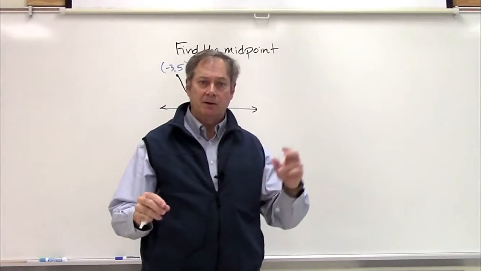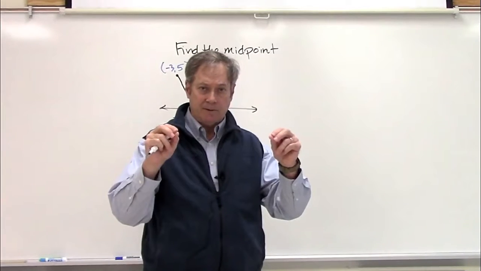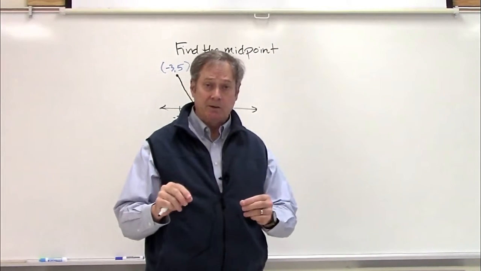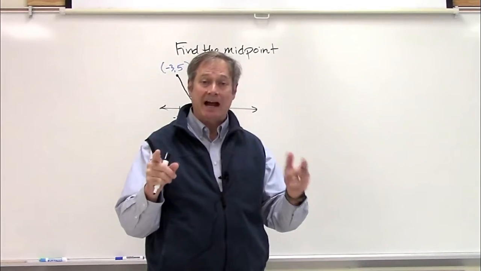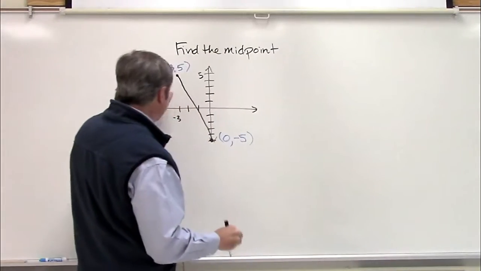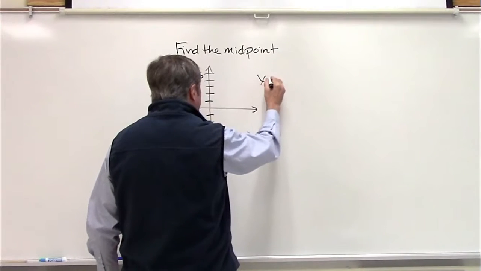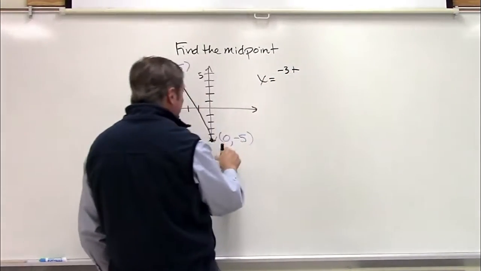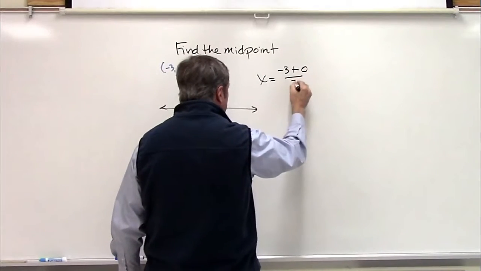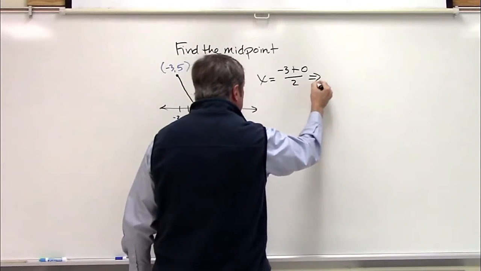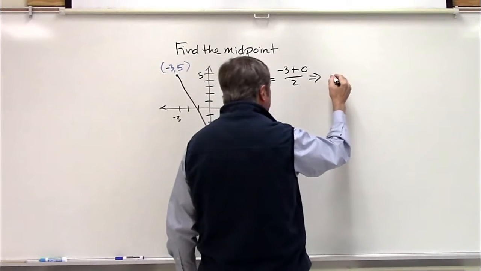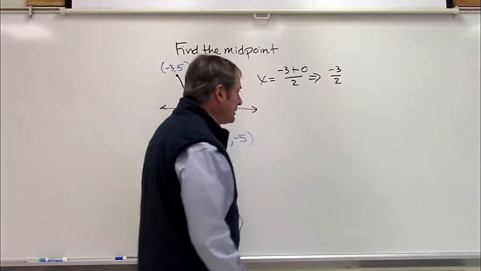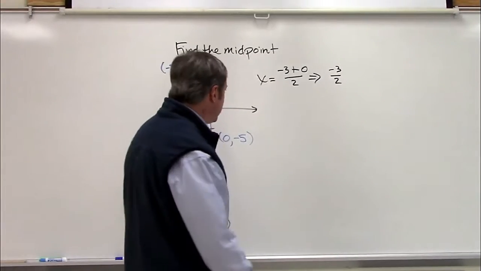Now, to find the halfway point, that's what the midpoint is. It's really easy. All you do is you add up the two x values and divide them by 2. Add up the two y values and divide those by 2. You're basically taking the average of those 2 points. So the x value of the midpoint would be -3 plus 0 divided by 2, and so that would be -3 halves, or if you wanted to call it -1.5, that would be fine.